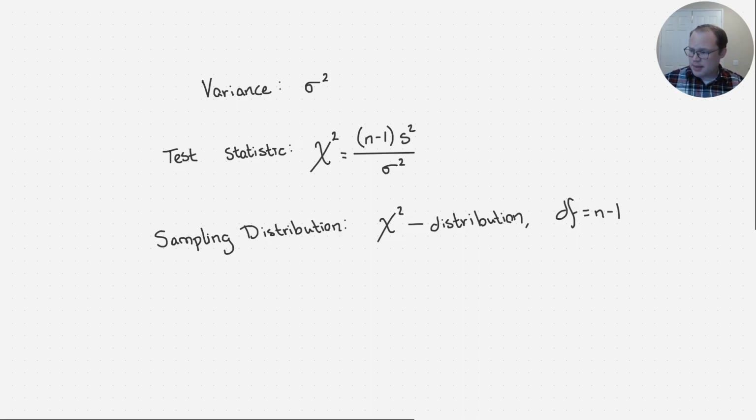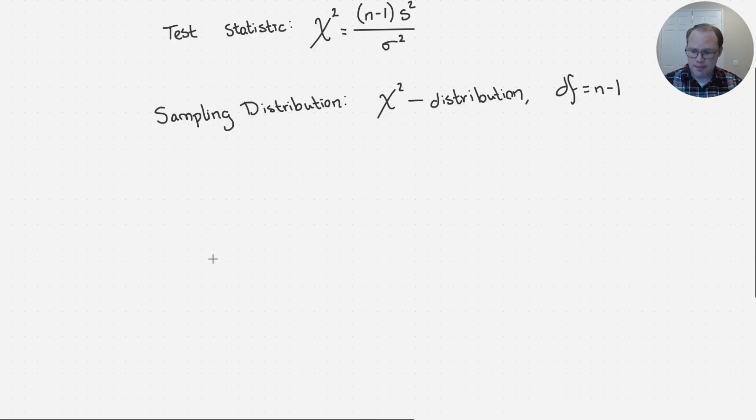The basic steps of a hypothesis test remain the same. Step 1, state the null and alternative hypotheses. Because we will be conducting a hypothesis test about the population variance, our hypotheses will be in terms of the population variance.